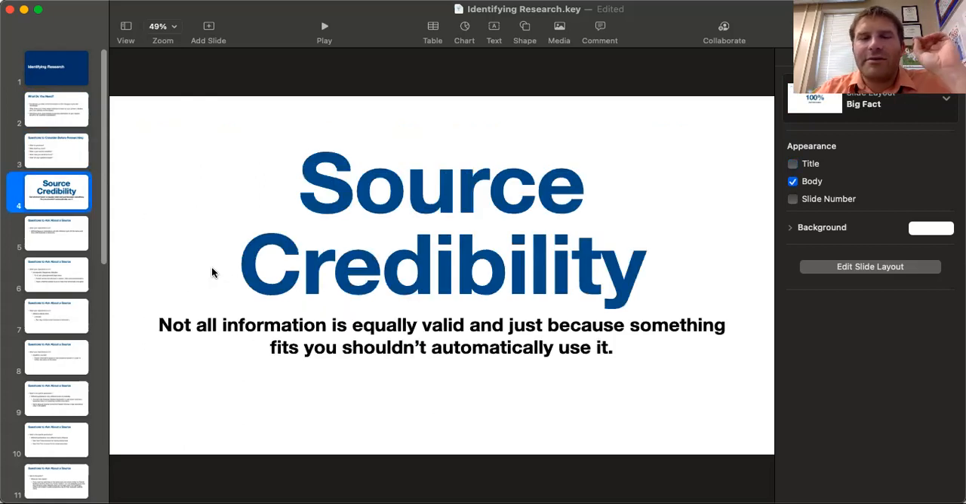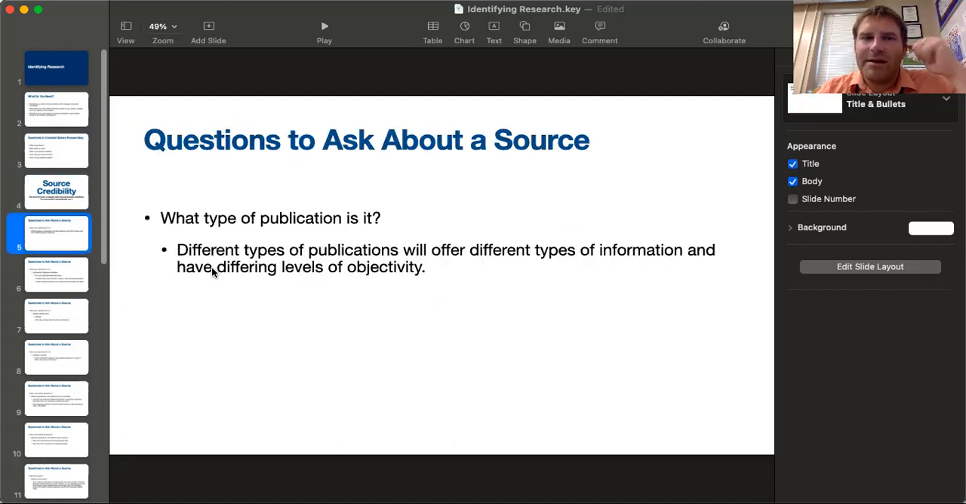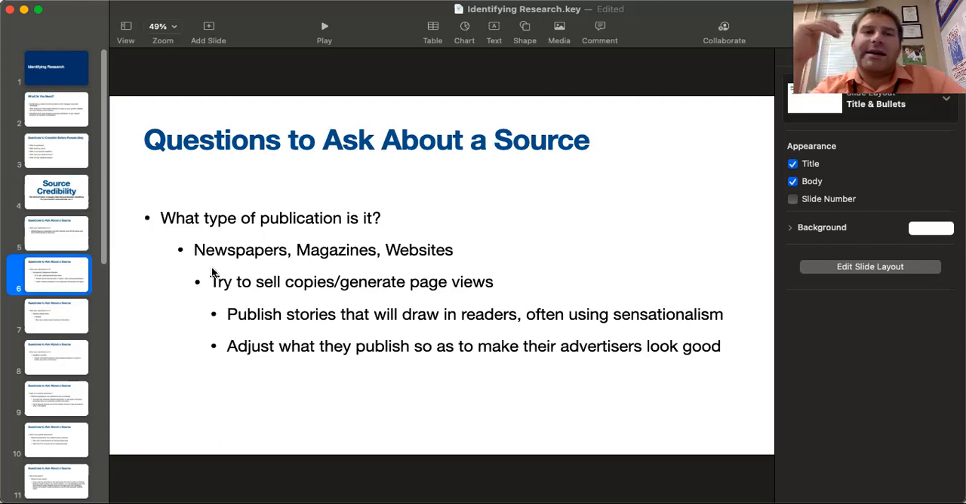The big thing we're looking for is source credibility. Not all information is equally valid. Just because something fits, you shouldn't automatically use it. So ask some questions about the source. So what type of publication is it? Different types of publications will offer different types of information and have different levels of objectivity. So what type of publication is it?